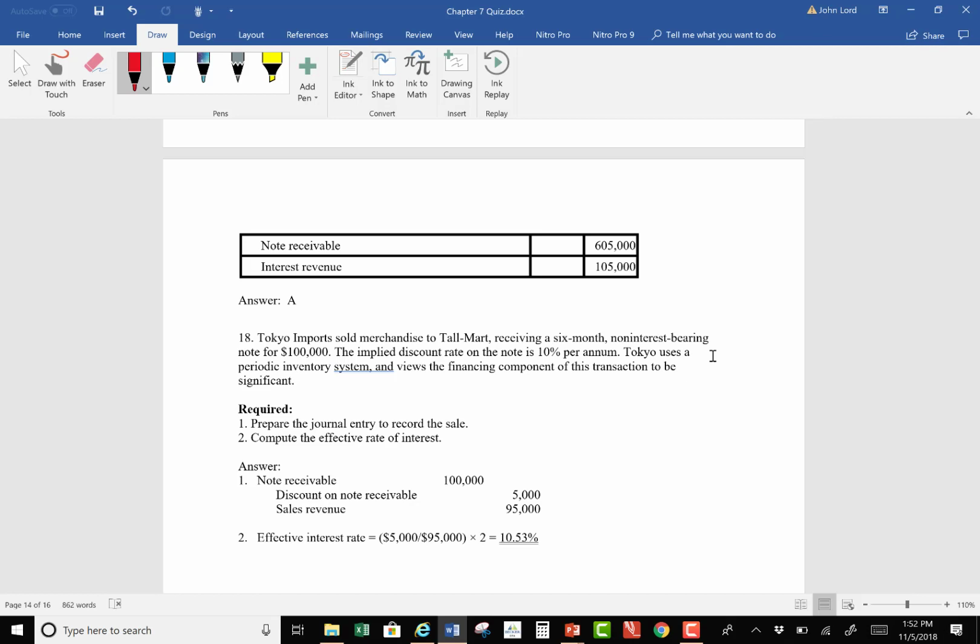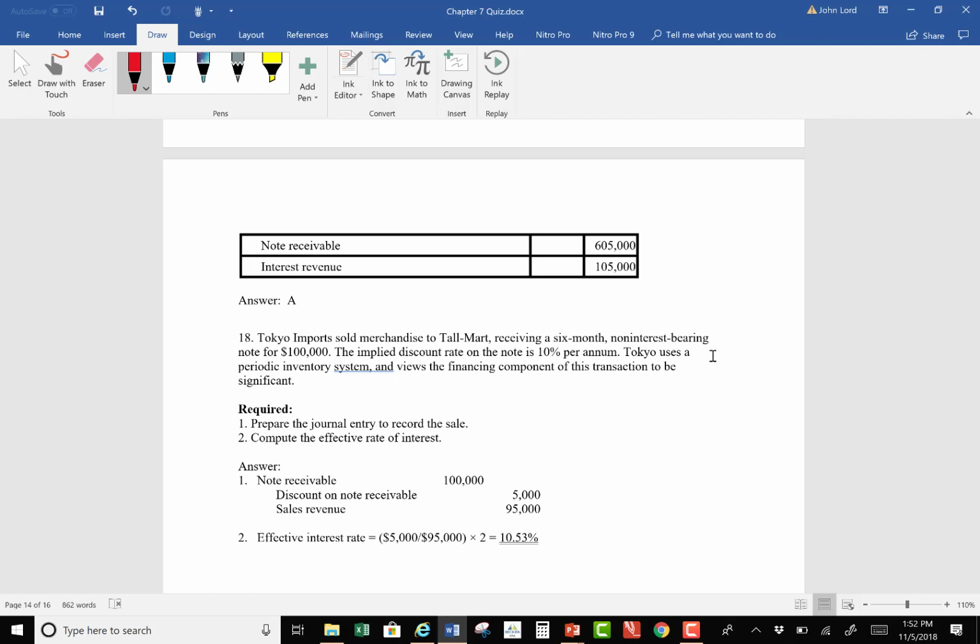Okay, so here they ask for the entry at the beginning of the note, which is simply to debit the note receivable and credit the discount for the discount portion of the note. The implied discount rate in the note is 10%. So we're going to have this interest of the discount is $5,000.